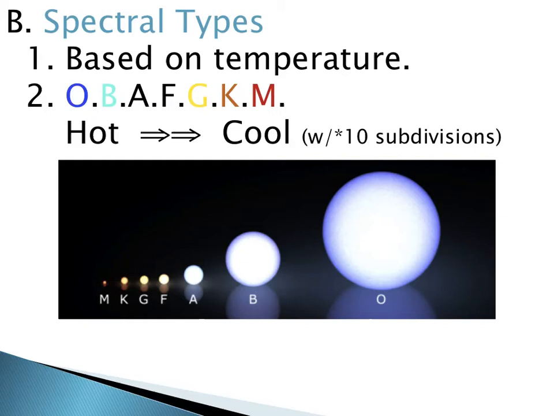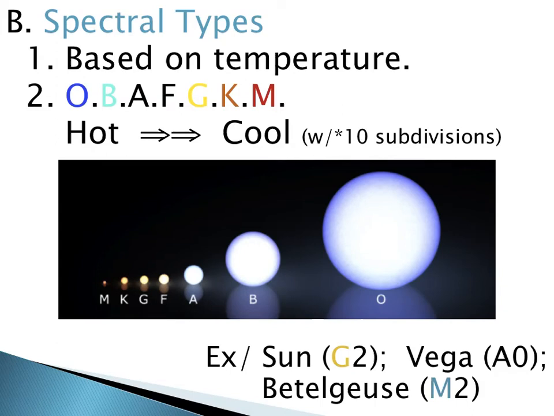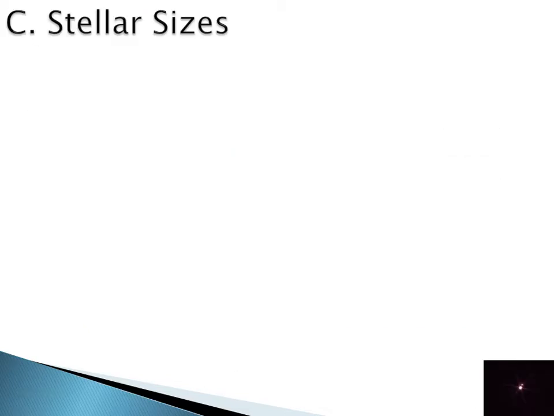Some well-known stars, our sun is type G, and specifically a G2. Stars like Vega and I believe Sirius are type A's, and famous Betelgeuse is a type M. Speaking of Betelgeuse, let's talk about the size of stars.